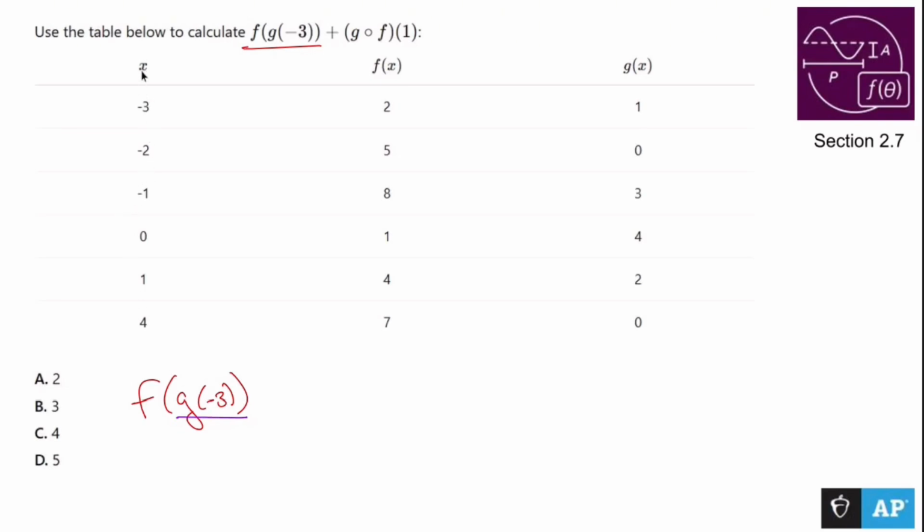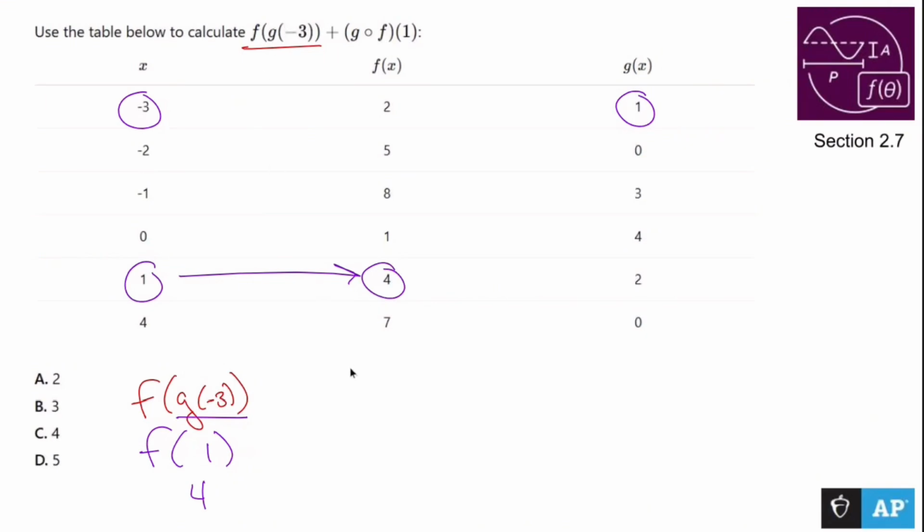All right, so let me see. When x is -3, g is going to be 1. So now I need to find f of g of -3, which is f of 1. When x is 1, we get 4. So this becomes 4.